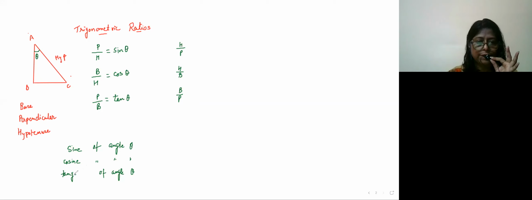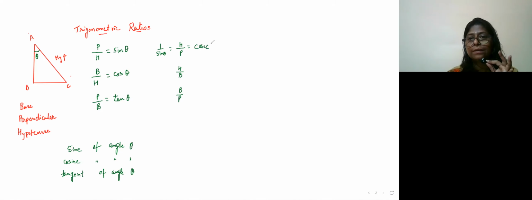Just wait, let me write it properly. Tangent. Now comes hypotenuse upon perpendicular. That is inverse of sine. Very easily we can see this is inverse of sine. It is just the opposite of sine, so what do we call it? We call it cosec theta. Cosec is cosecant of angle theta.